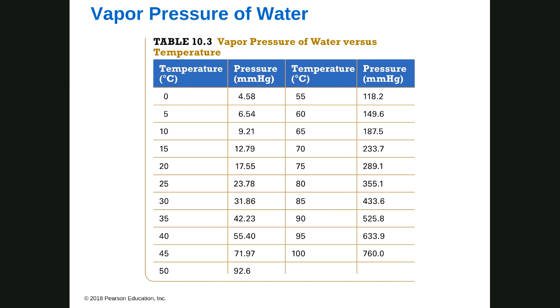Notice it changes quite a bit. 23.78 is at 25 degrees, or room temperature. If you raise that 10 degrees C, though, it goes all the way up to 42. The hotter it is in degrees C, the higher that vapor pressure is going to be, until it finally gets up here where it's boiling, and notice it's equal to atmospheric pressure at that time. That's when it boils.